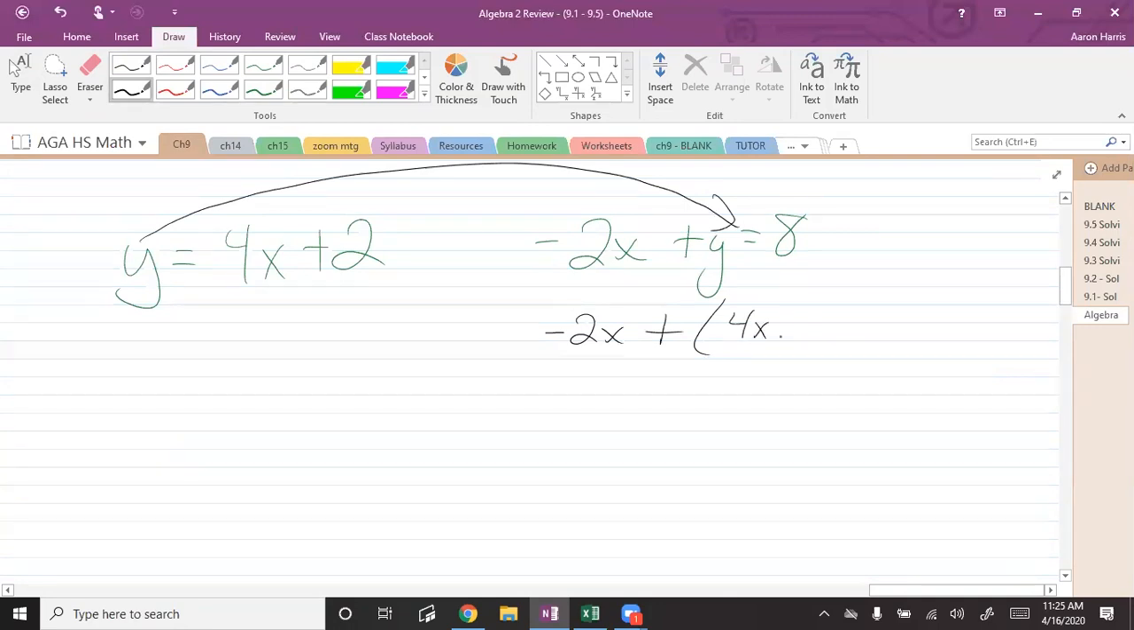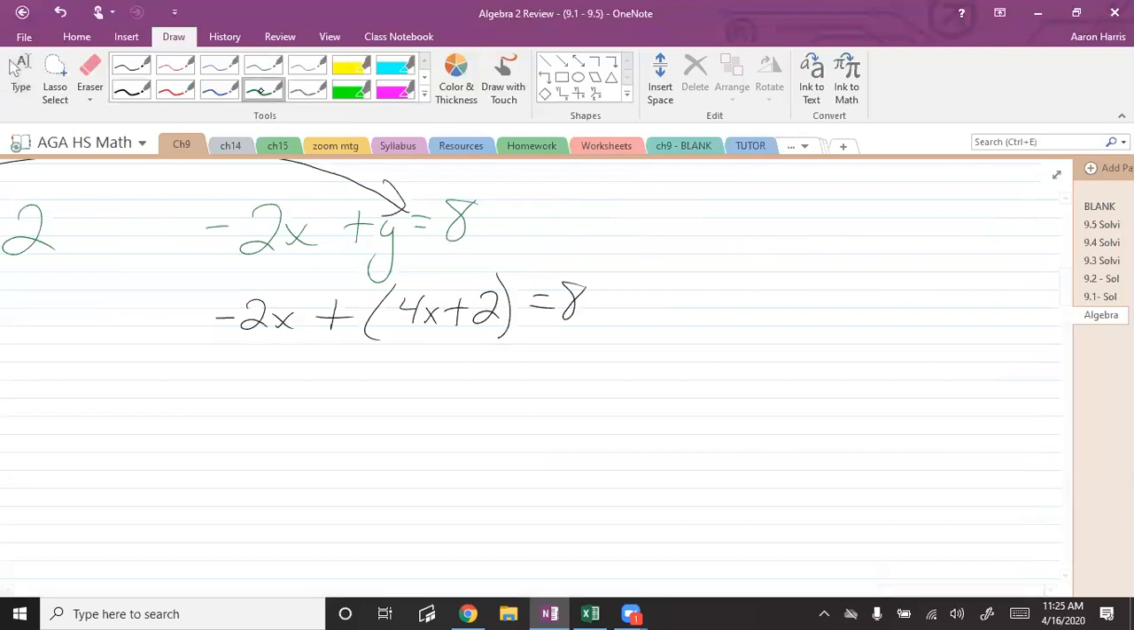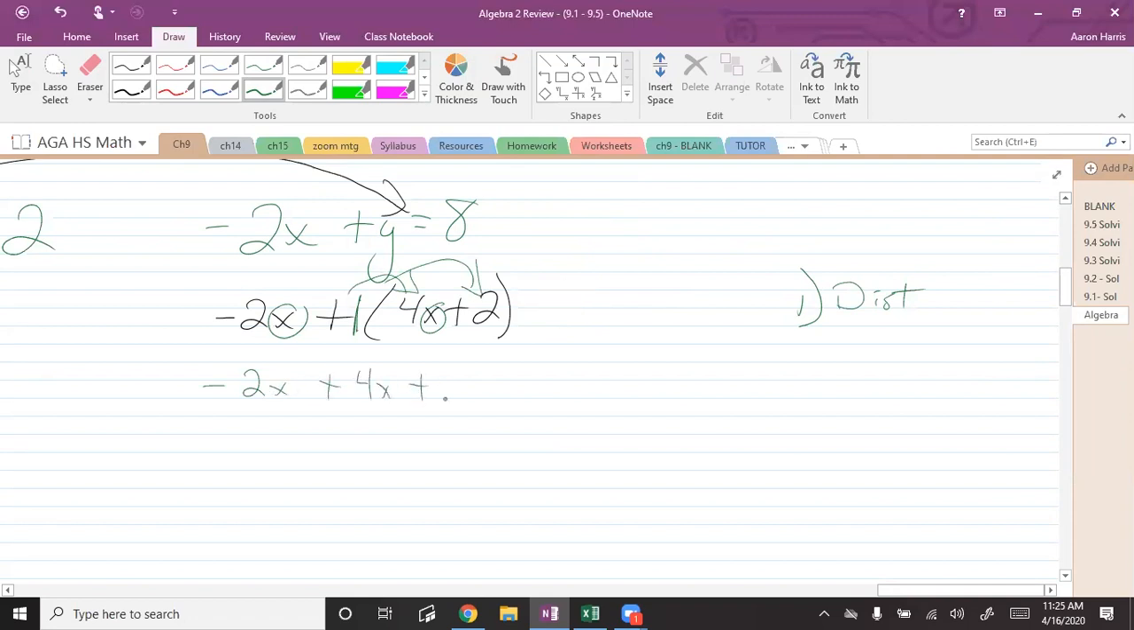So 4x plus 2 is equal to what? 8. What am I solving for? X. So what am I going to do? PEMDAS. Distribute. So we distributed 1. Does anything change? No. Negative 2x plus 4x plus 2 is equal to 8. Am I done with step number 1? No, combine like terms. What do we do?